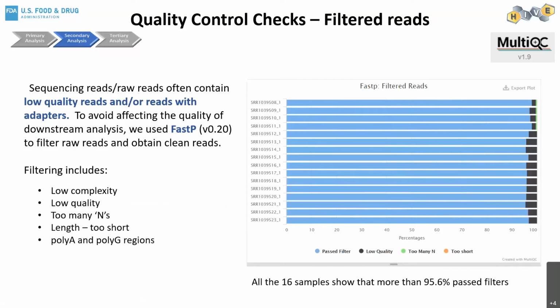For the filtered reads, we are not expecting a lot of the reads to be filtered due to low quality, low complexity, too many Ns, too short length, or poly-A and poly-G regions. So we can get these graphs, and we expect usually more than 90% of reads to be retained. Some experiments could be down to 80%, but that's already something you should pay attention to. You should raise some flags if there are a lot of filtered reads in the samples.